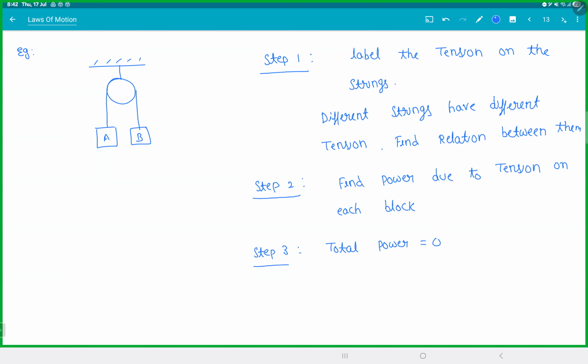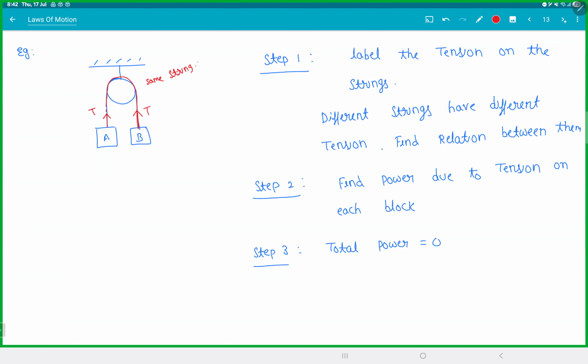Step 1, label the tensions in the string. Remember what the string does? String always pulls. Whenever you want to draw tension, imagine you are person A. If someone is catching your hair and pulling, how are they pulling you? Up, isn't it? The string always pulls. So this string is pulling up, tension T. Since it is the same string, the tension must be the same. So this also pulls. So the whole string will have the same tension, on both the sides.